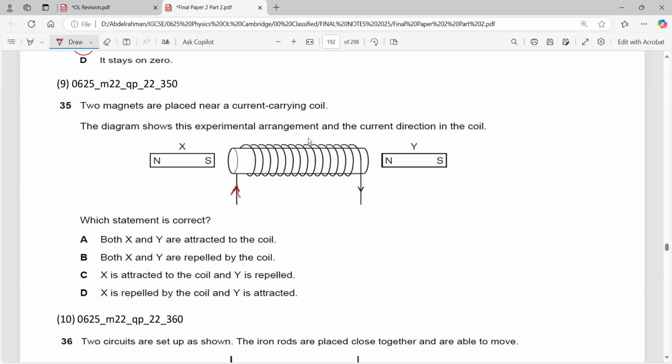So using your right hand rule grip, you'd find that the thumb is pointing towards the right. And so this is the North Pole and this is the South Pole. Basically, this bar will repel and this bar will also repel. So both of them are repelled by the coil. Again, using a right hand rule grip. I know it's a bit confusing. It might be a bit confusing at first, but again, that's what I'm here for, to try to help you with this sort of confusion that you have.